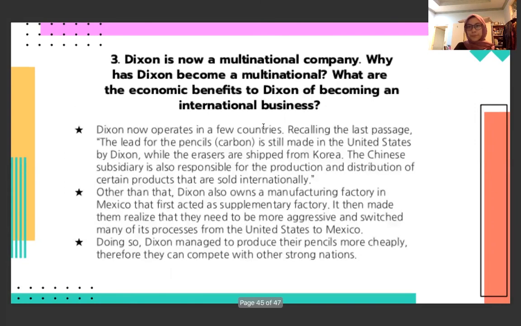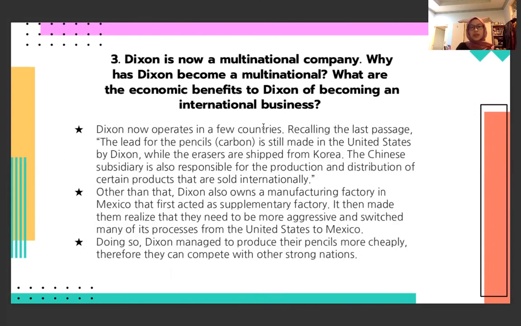The third question is, Dixon is now a multinational company. Why has Dixon become a multinational? What are the economic benefits to Dixon of becoming an international business? Dixon now operates in a few countries. Recalling the last passage, the lead for the pencils is still made in the US, while the erasers are shipped from Korea. The Chinese subsidiary is also responsible for the production and the distribution of certain products that are sold internationally.